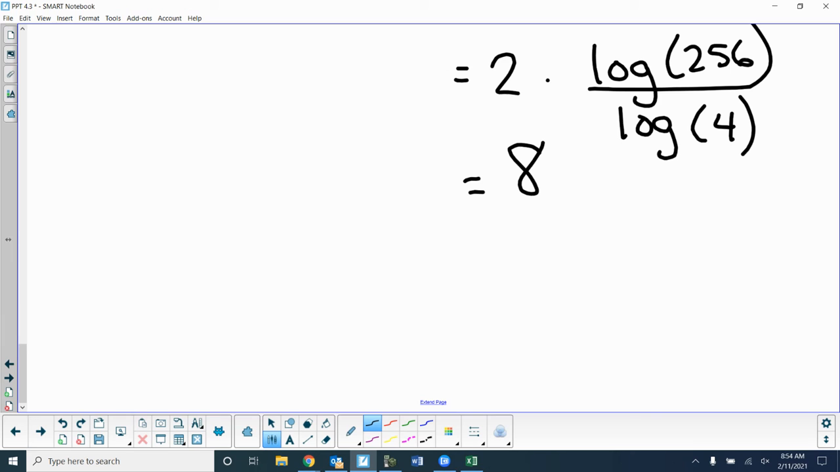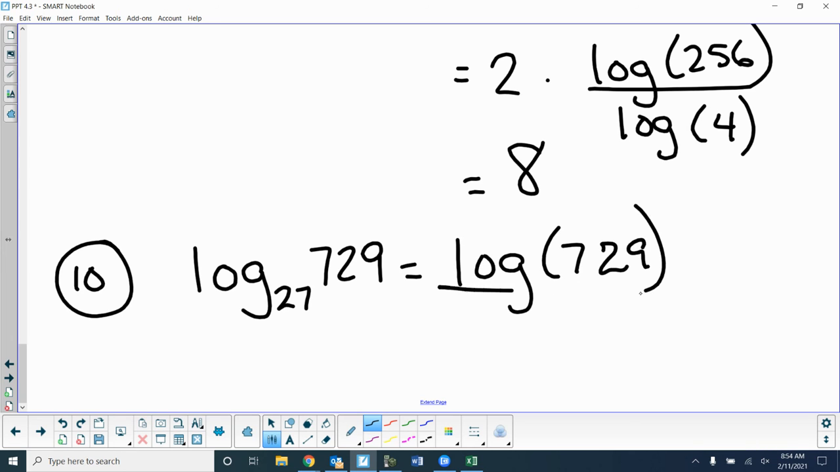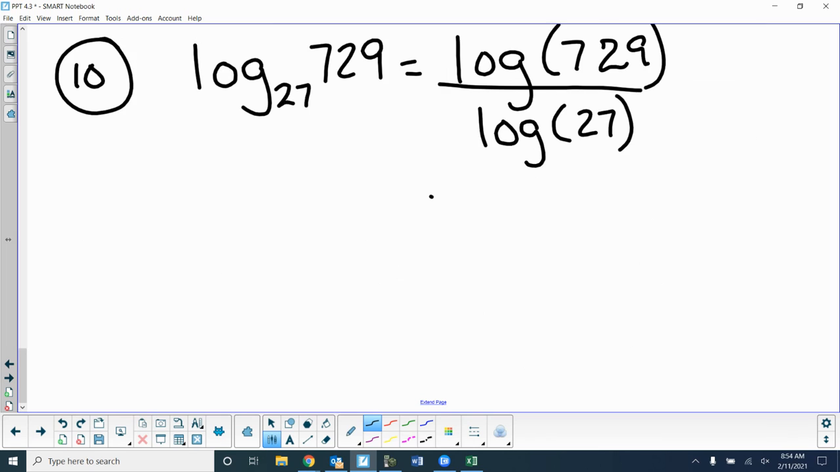The last one says evaluate, meaning just put it in your calculator. So log of 729 over log of 27. Actually, 27 squared is 729. So my answer is 2.